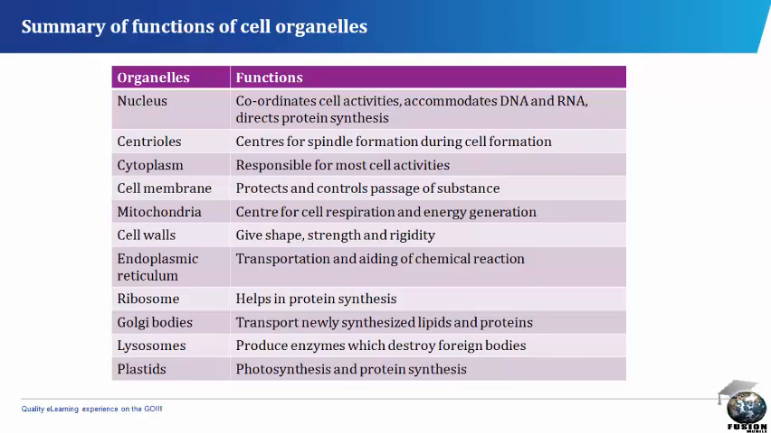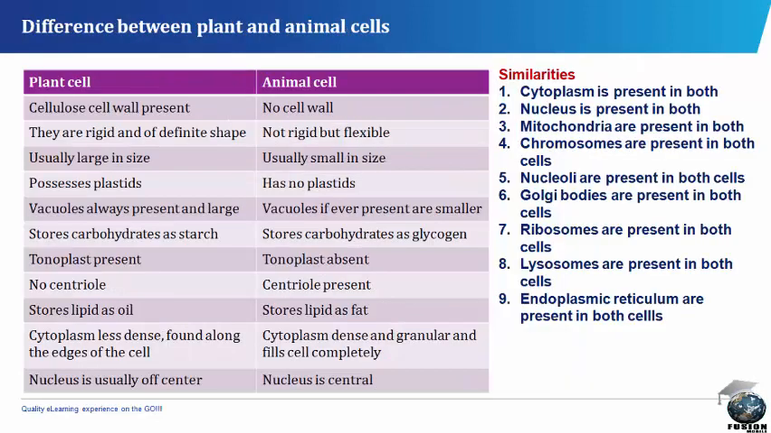The mitochondria. It is the center for cells' respiration and energy generation. The cell walls. It gives shape, strength, and rigidity. The endoplasmic reticulum. It aids transportation and aids chemical reaction. The ribosome. It helps in protein synthesis. The Golgi bodies. It transports newly synthesized lipids and proteins. The lysosomes produce enzymes which destroy foreign bodies. The plastids. It helps in photosynthesis and protein synthesis.